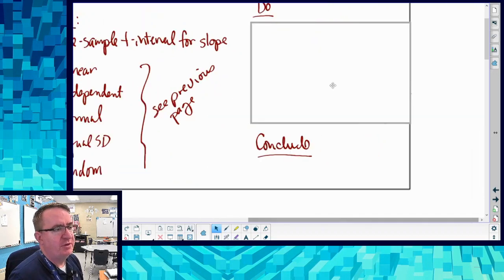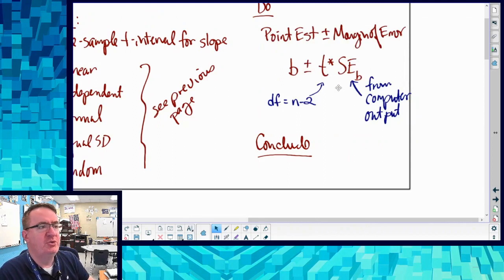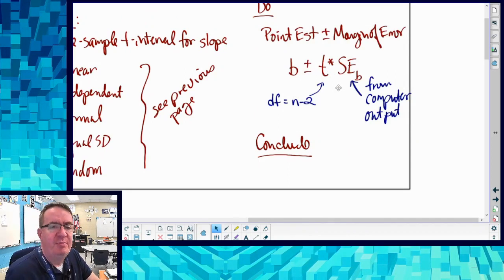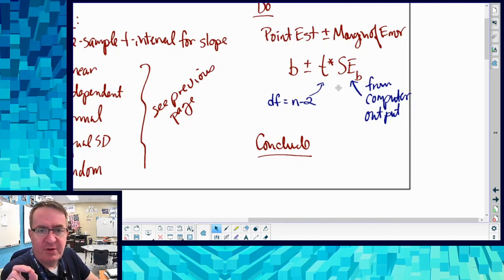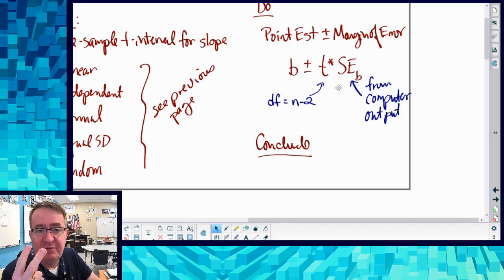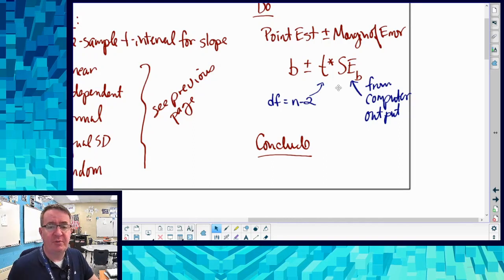And then the last 2 parts is you're just going to do it and conclude. The do section here is going to be that you're going to take your point estimate plus or minus your margin of error. The point estimate is going to be your B value that you get from the Minitab or the computer printout. You're going to get your t star like we normally do. Remember, the degrees of freedom this time is going to be n minus 2, and then you're going to plug in that standard error for B. Again, also from the chart. And then you're just going to conclude like we've normally done.